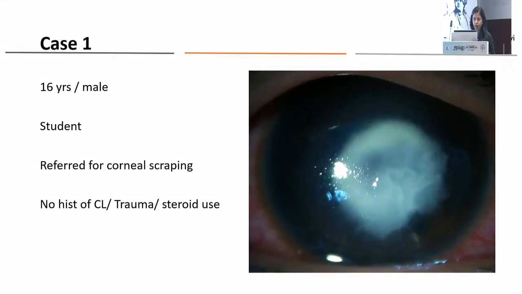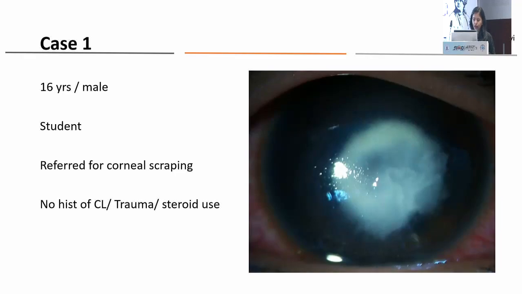I'll demonstrate a few cases in which we found these organisms. This is case number 1, a 16-year-old male patient, a student, who was referred to us for corneal scraping. There was no history of contact lens use, trauma or steroid use. The patient had a 6 by 5.5 mm corneal epithelial defect with infiltrate and a streak hypopyon, which is not actually visible in this picture.